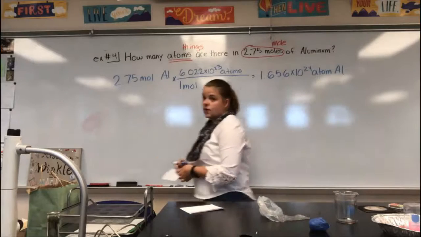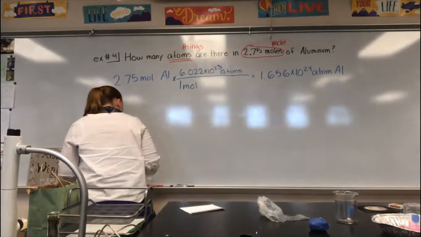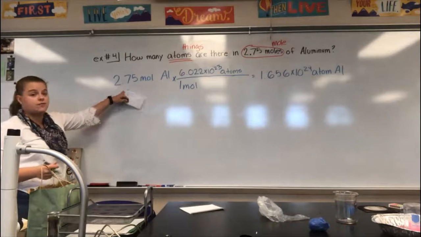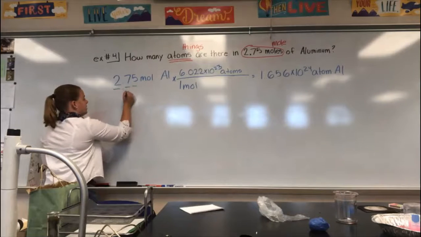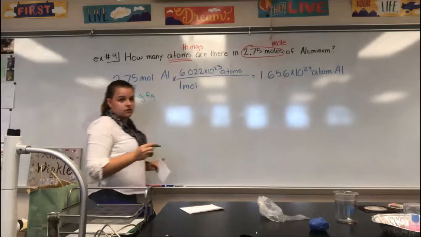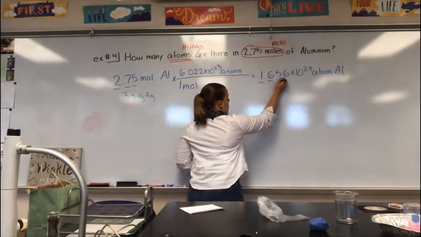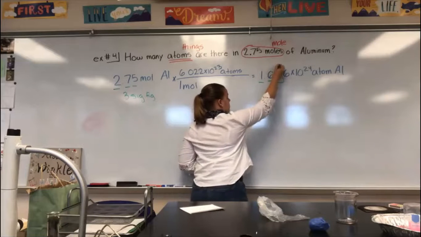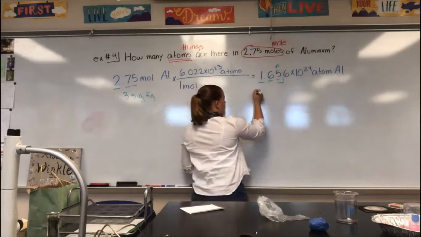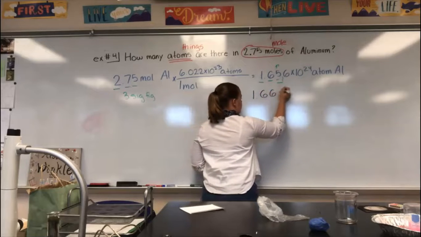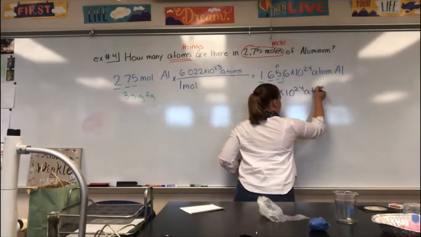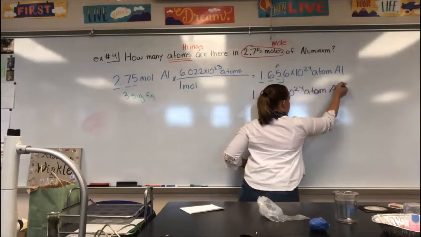But again, if you give me this answer, you're going to get the problem wrong, because we got to do sig figs. So 2.75, that number has 3 sig figs. So we got to round our answer to 3 sig figs. This 6 tells me the 5 goes up. So your final answer for this problem is 1.66 times 10 to the 24 atoms of aluminum.